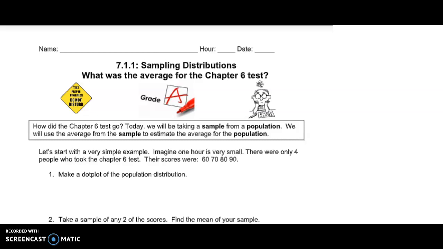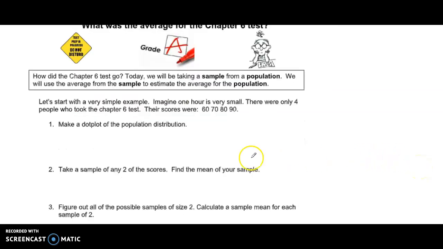So, we have a fake scenario where there are only 4 people taking the Chapter 4 test. First, we are going to make a dot plot of our distribution. Now, I have never used this little draw on the computer thing before, so here we go. Okay. Here's my dot plot.